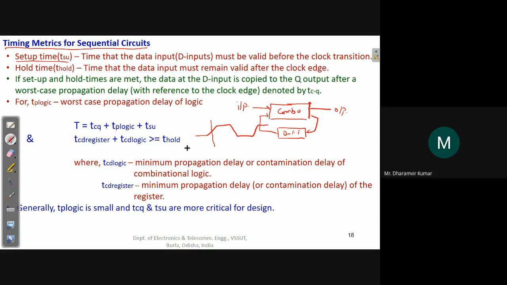Whatever data we wish to feed into this D flip flop at this transition of the clock signal should be available just before this clock transition occurs. It means that it should be available in advance by a small amount of time, and that time is called setup time.